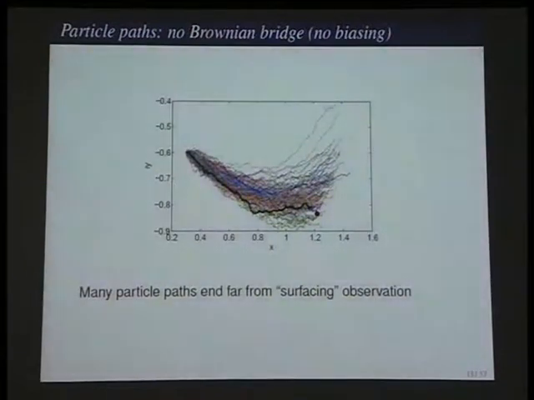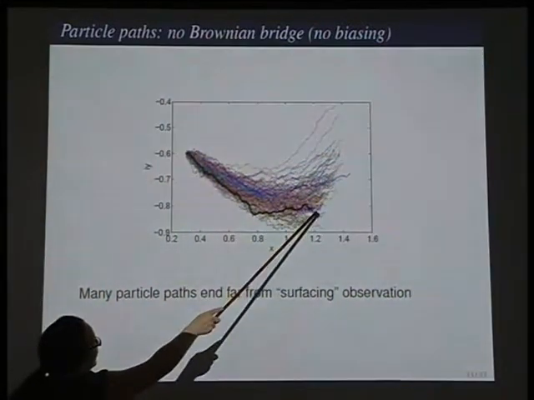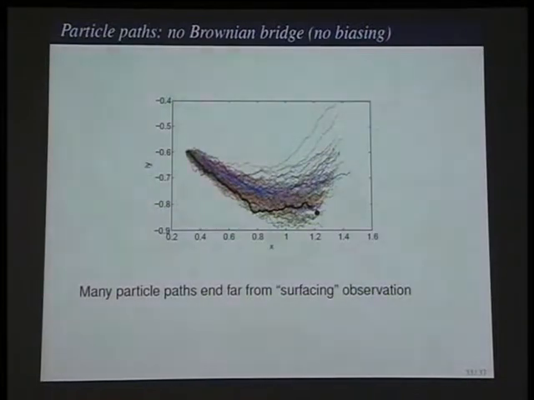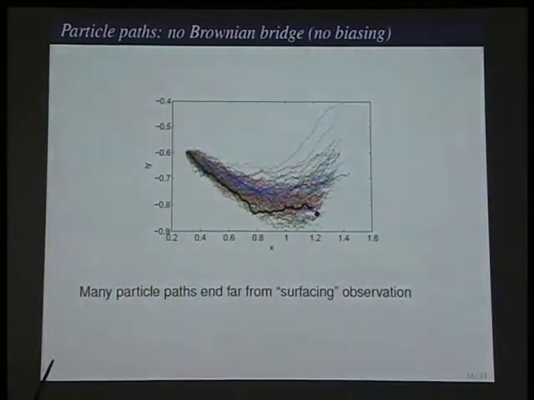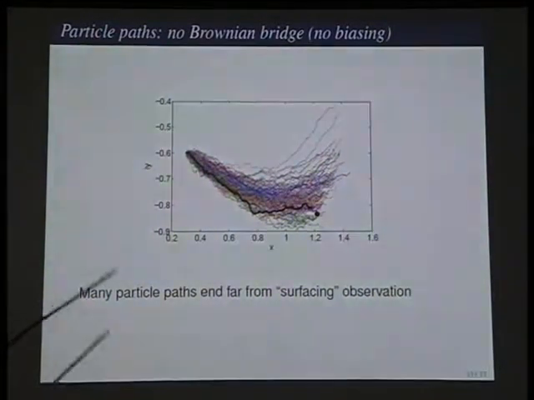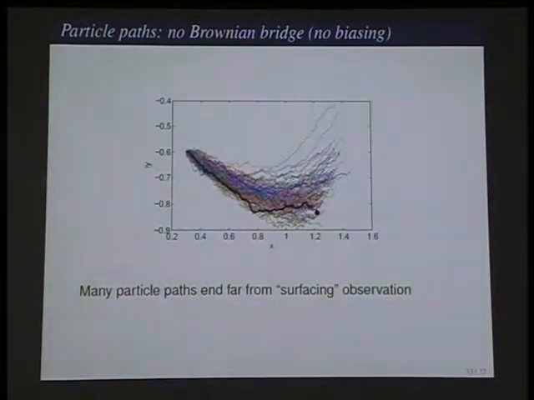Okay, these next three pictures use the same seed, so they're the same truth. Truth is this thick black curve. Here's our observation of truth, the surfacing location. And this is without any Brownian bridge, nothing. This is just what the particle filter out of the box would have done. And of course we can see many of the tracers, or many of the particles, wandering off.